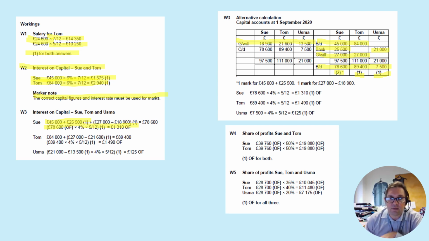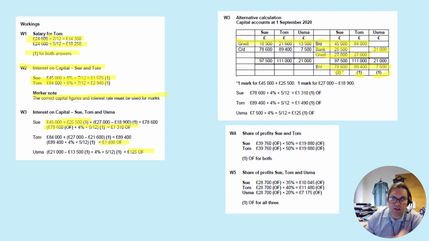Doesn't matter if it's own figure, doesn't matter if it's right. If there's no workings and it's not the absolute correct figure, what I mean by right is it's right on your own figures if you haven't got workings. So the ones you wanted were 1,310, 1,490 and 125 pounds based on those capital figures. Once you've done that, you've then got your residual profit, which I'll show you the actual layout in a moment.